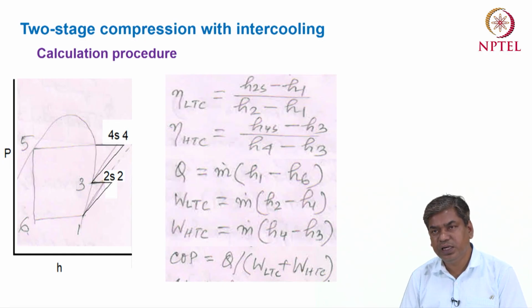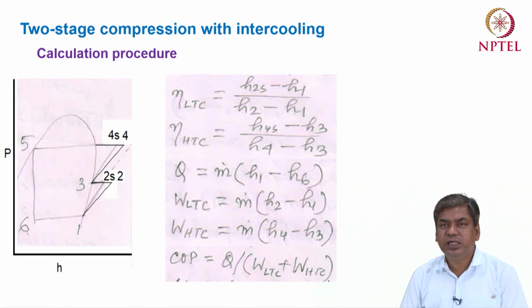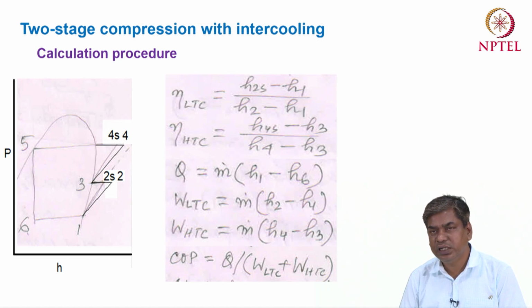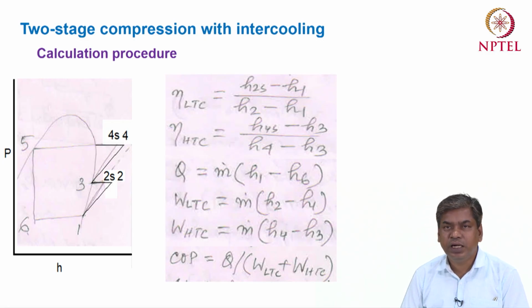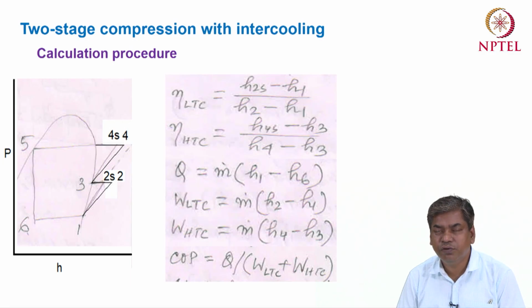But if you compare the work needed for the compressor in this case and the previous case, you will see that the compressor work will be reduced by using the intercooler. If you extend the isentropic process 1 to 2s up to the pressure of the condenser using a single stage compressor, that work is significantly higher compared to the work needed by using these two compressors.